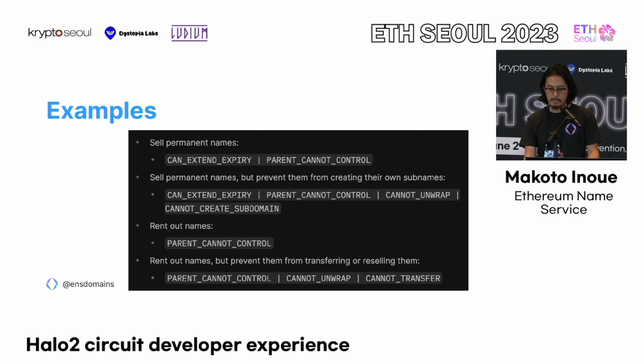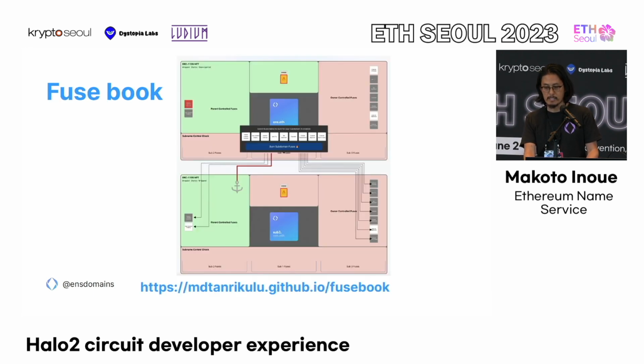Also, by burning parent cannot control, you could write a contract to let out the names and the like. It's quite complex, and to be really honest, I don't think I have a 100% grasp of the whole capability of it, and it also has a lot of side effects depending on what you burn. So there's a thing called the fuse book, which allows you to interactively play with the various fuse conditions. If you only burn this fuse, you can now burn that kind of fuse. You can experiment interactively. So that's the first one.